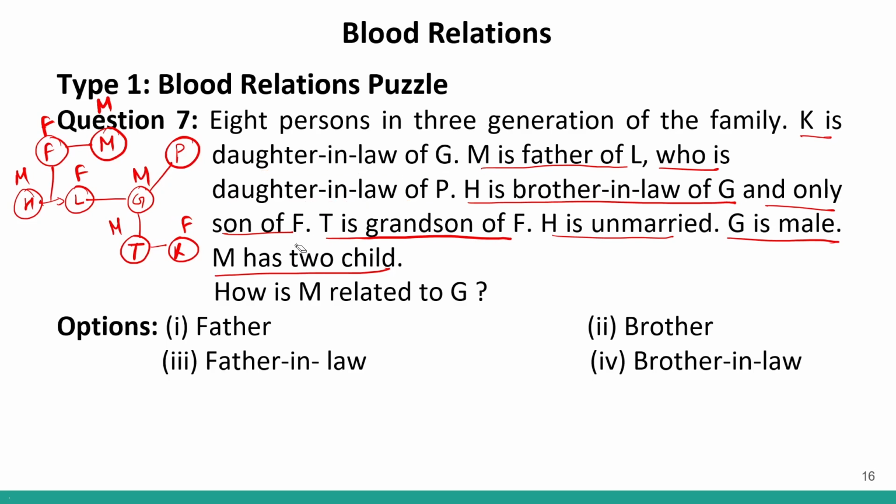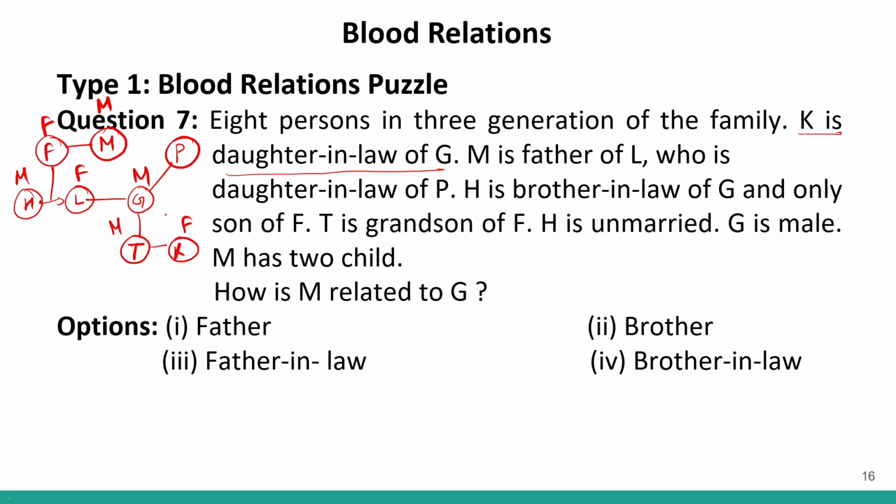Correct? So now let us check if it satisfies all the conditions. First condition was K is daughter-in-law of G. This is satisfied. M is father of L. This is also satisfied. L is daughter-in-law of P. This is also satisfied. H is brother-in-law of G. Satisfied.